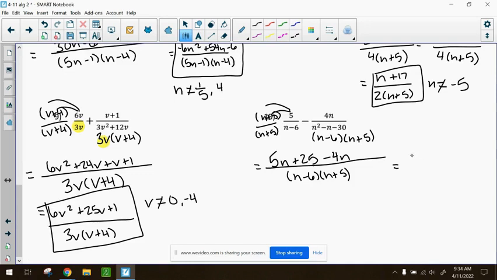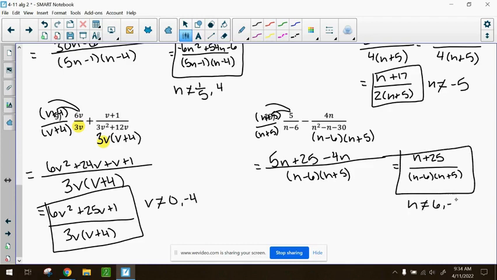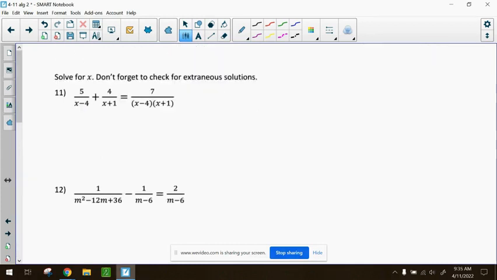When we bring this down, making sure to notice it's a minus, we can combine like terms across the numerator: n plus 25 over n minus 6 and n plus 5. Two restrictions: n cannot be equal to positive 6 or negative 5. Onto the back side, we are doing some solving.